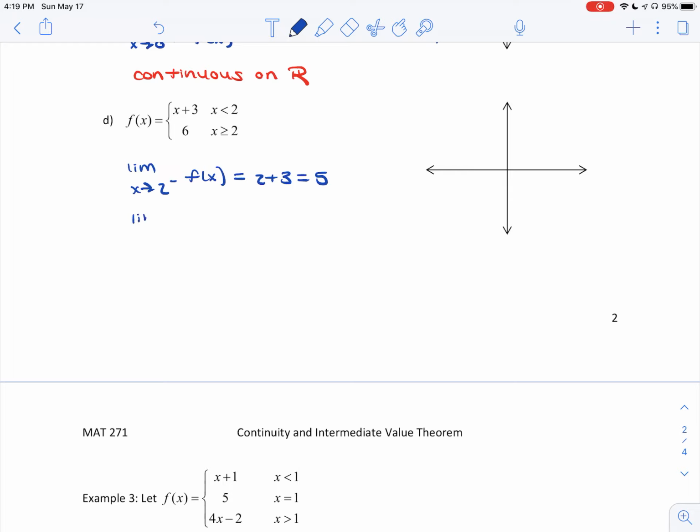So then if we look at the limit as x approaches 2 from the right-hand side of f of x, that's using the bottom equation, which is just always 6. So in this case, we're saying the limit from the left-hand side is different than the limit from the right-hand side, which would mean that the limit as x approaches 2 of f of x does not exist. So that's going to mean that our function is discontinuous at x equals 2.